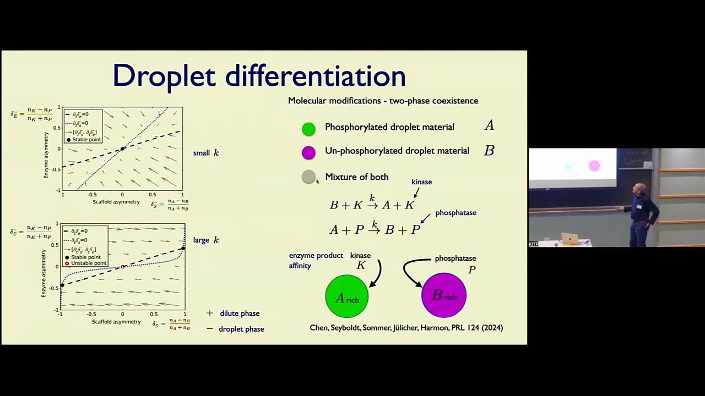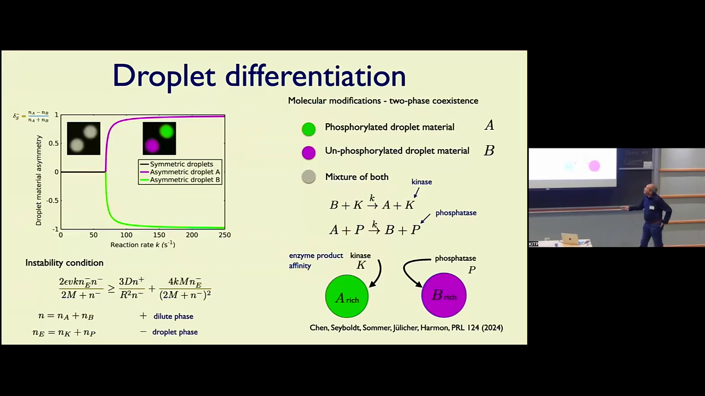And if we ramp up this rate K, bring the system out of equilibrium, these null lines change, and this initially stable fixed point becomes unstable. We now have differentiated droplets corresponding to these 2 different stable fixed points. So the system then, as a function of the reaction rates, undergoes instability and differentiates in 2 different droplet types, and the instability condition is written here.